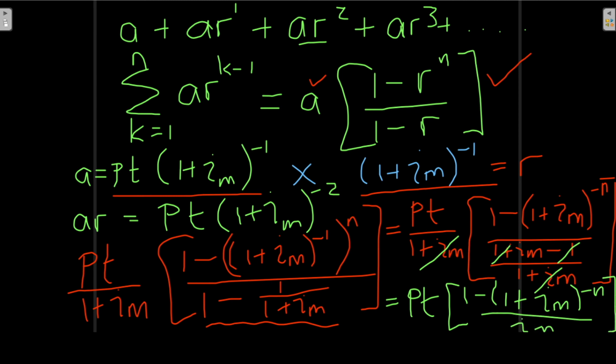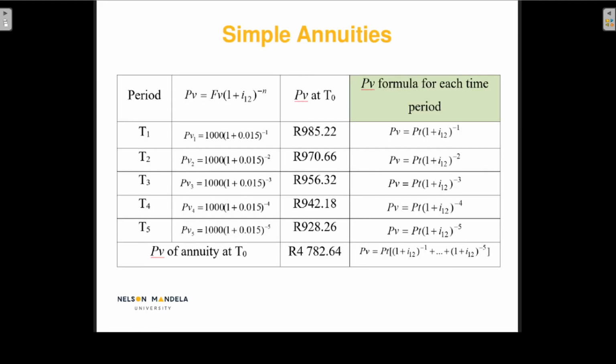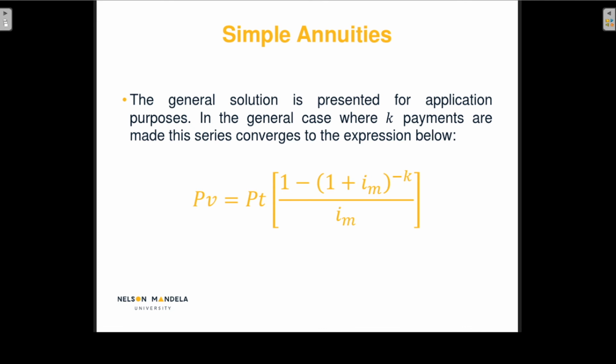I hope you can see what I have here. And this is then the formula for the present value of an annuity: the payment times 1 minus (1 + i_m), everything to the minus n, over i_m. So that is then what you have on this slide. This is a very important formula. You can add it to your list of formulas. It's also on your formula sheet.